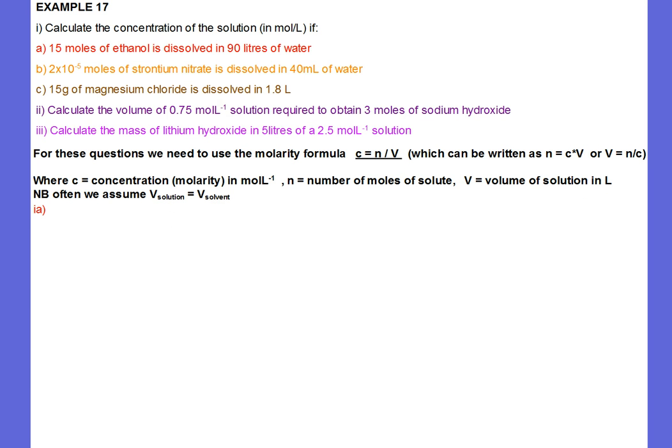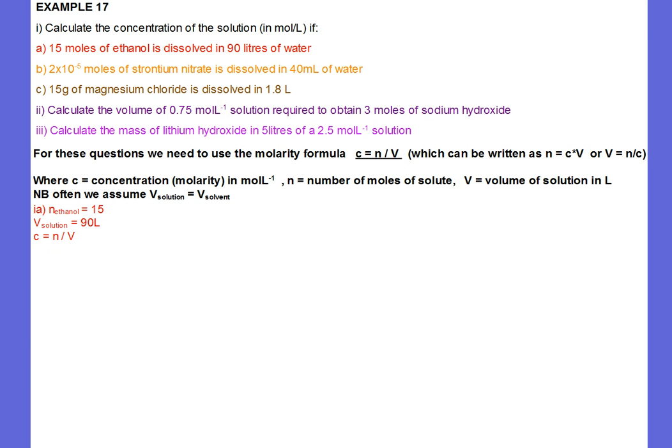Now we can look at question 1, part A. So we've been told the moles of ethanol and the volume of solution. So we've got 15 moles of ethanol. The volume of solution is 90 litres. Once again, in these sort of questions, in molarity questions, we usually assume the solution volume is the solvent volume.